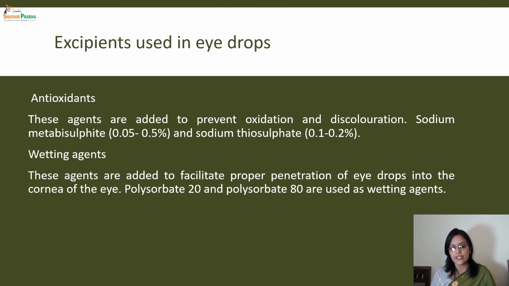Wetting agents are the agents which facilitate the proper penetration of eye drop into the cornea. Polysorbate 20 and polysorbate 80 are a few examples. So dear students, I suggest you go through other examples of wetting agents and antioxidants and remember them so that it will be easier for you to write in the examination.